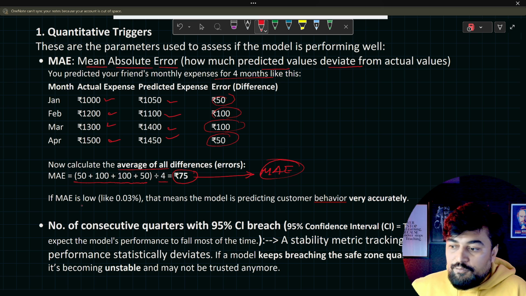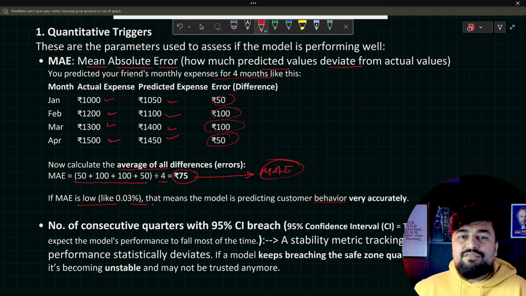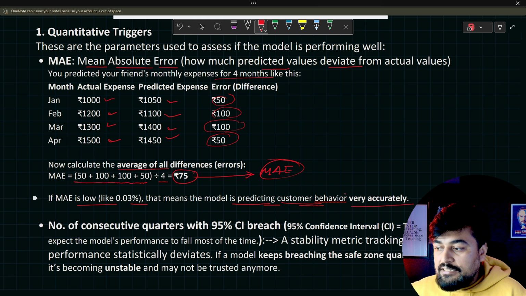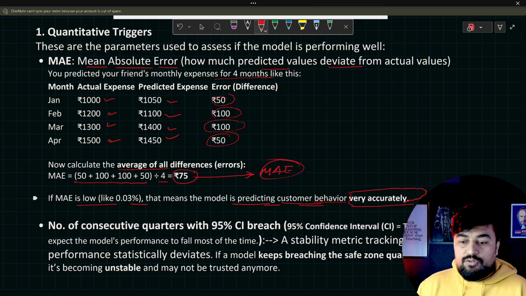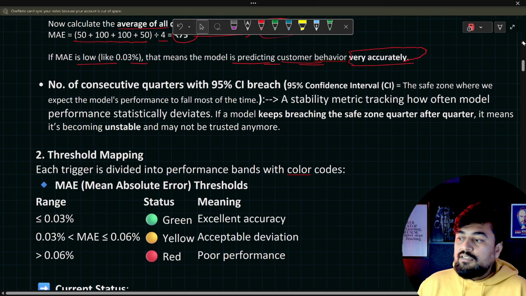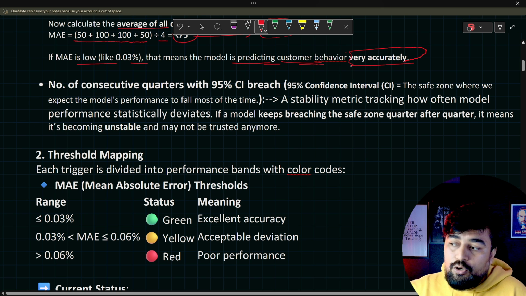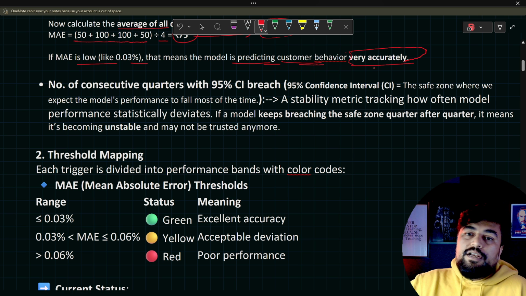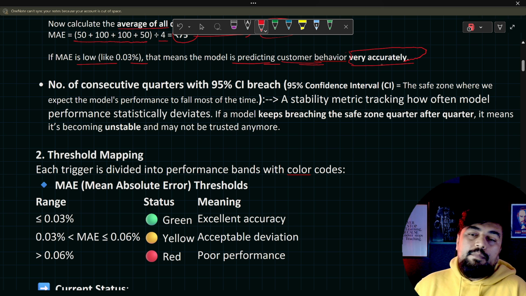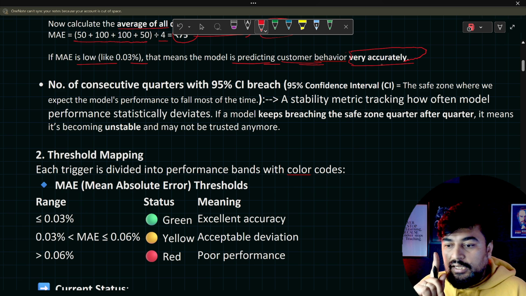So if you see here, if MAE is low, like 0.3, 0.5, 0.6, then that means the model's performance is very good and it is predicting customer behavior very accurately. So here the catch is that it is very accurate. When you work in any MNC or any bank, we usually work on such kind of values. When we say it's very accurate, you will report to your client or your manager that the model is very accurate at the moment and the MAE value is close to negligible. That is number one.